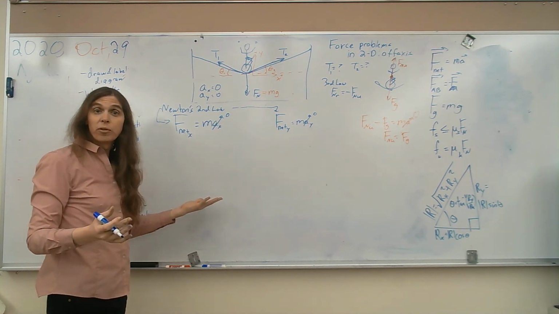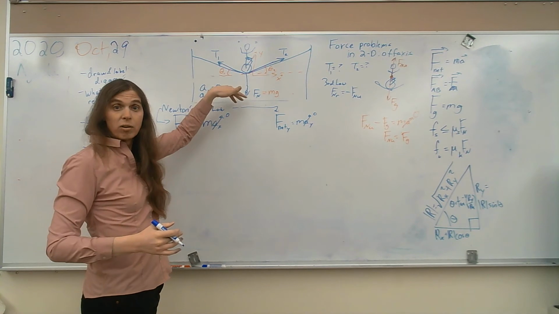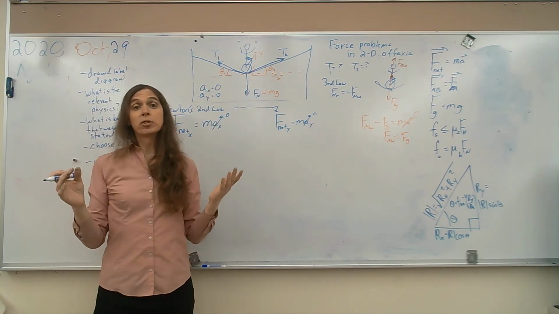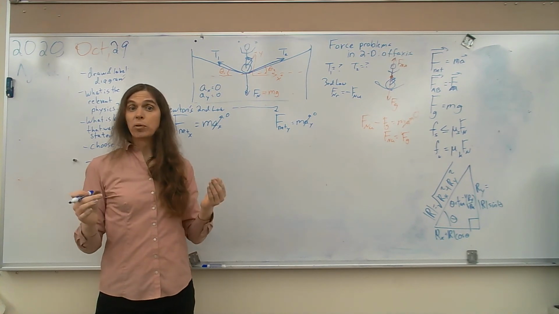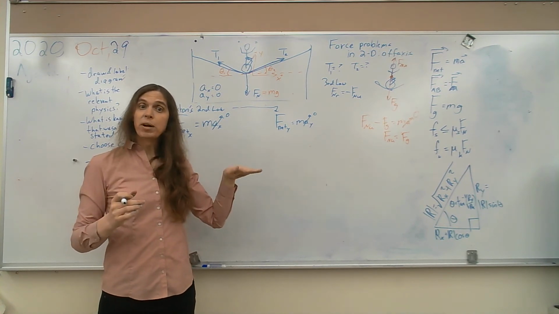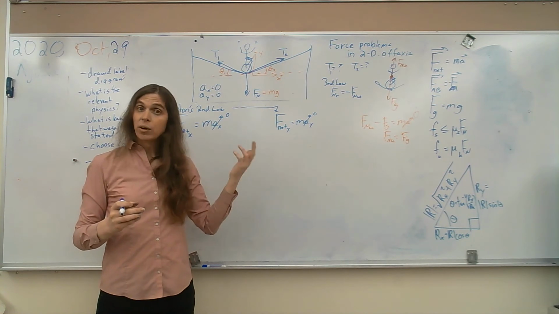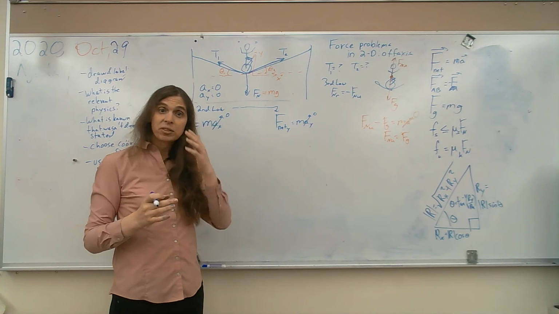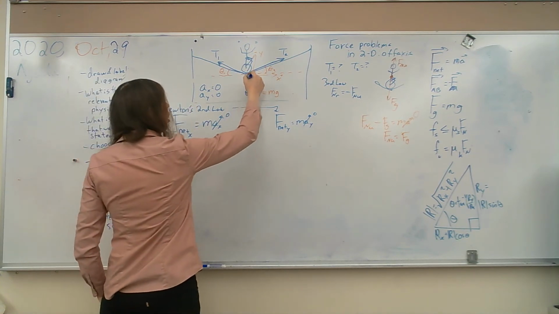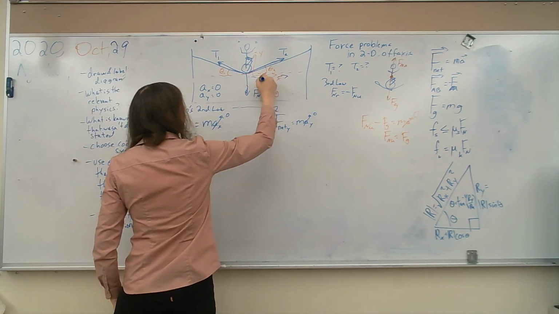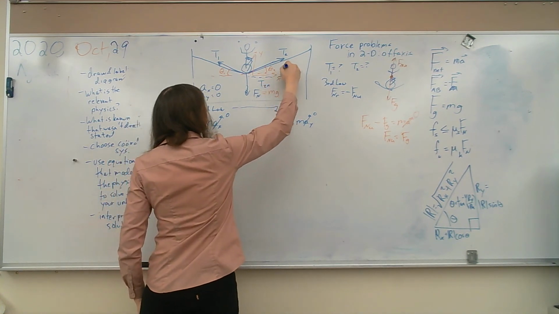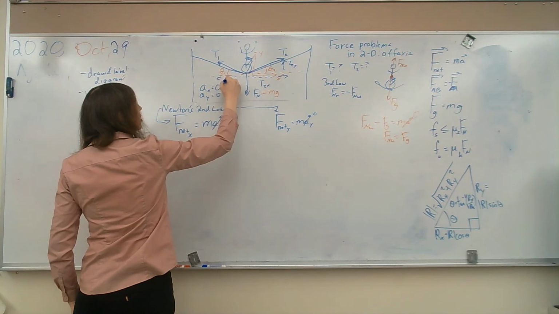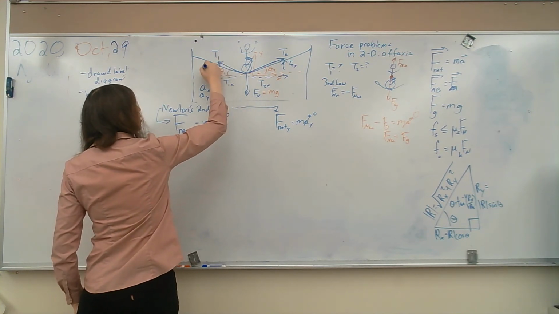And before we can go further with that, we need to take a look at all of our forces and break them up into components. It's one of the earliest steps that we're going to do in any problem with more than one dimension, is to break up any vectors into component vectors. That is what's going to make analysis simplest. So we're going to have a T2x and a T2y, a T1x, a T1y.